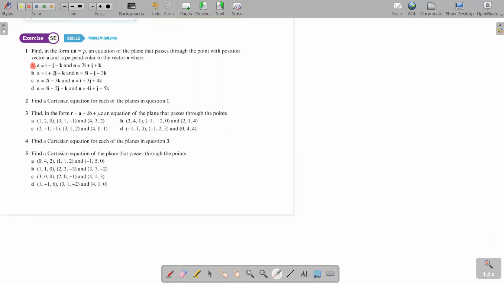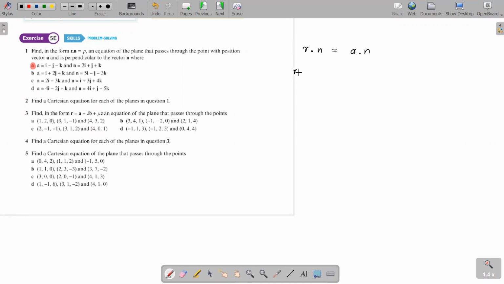Exercise 5e, question number 1. Find, in the form r dot n equals p, an equation of the plane that passes through the point with position vector a and is perpendicular to the vector n. So they've given you a and n, right? What do we do here to get the scalar form of the equation? So the equation is r dot n equals p. How do we get p? You know, p is equal to a dot n.